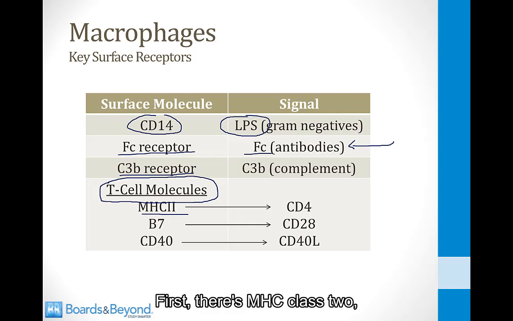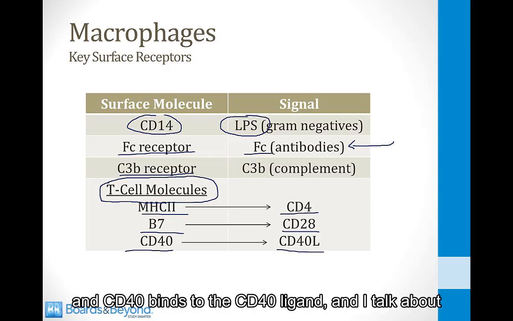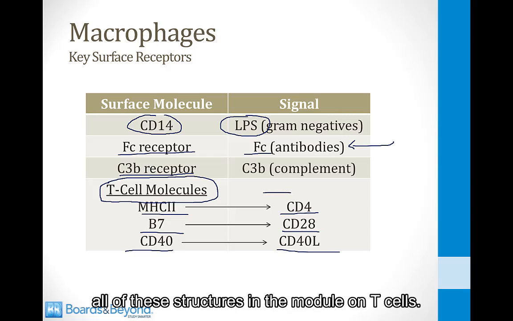And then finally, there are three molecules that allow macrophages to interact with T cells. First, there's MHC class II, which binds to CD4 on T cells. B7 binds to CD28 on T cells, and CD40 binds to the CD40 ligand, and I talk about all of these structures in the module on T cells.